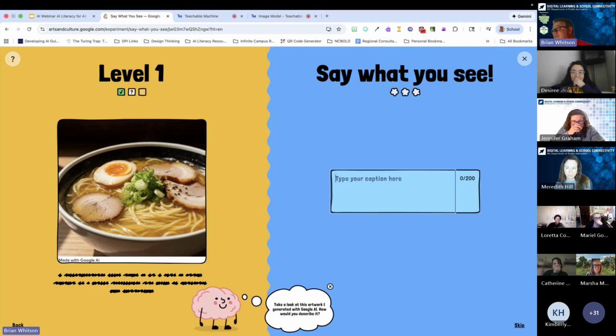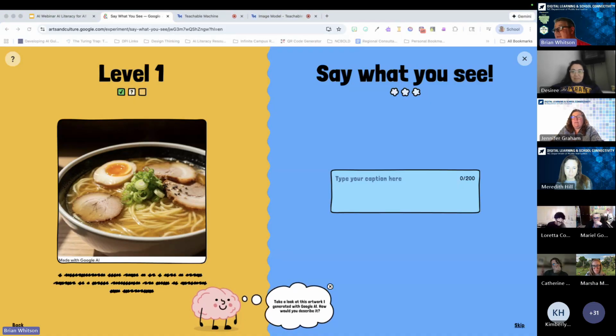Oh, yes, definitely. Now, I will say, Heather, the images are randomly generated each time. And so there's no guarantee as to which one you're going to get.